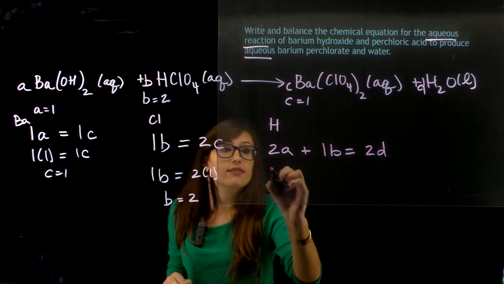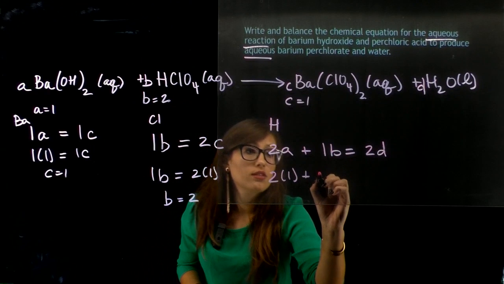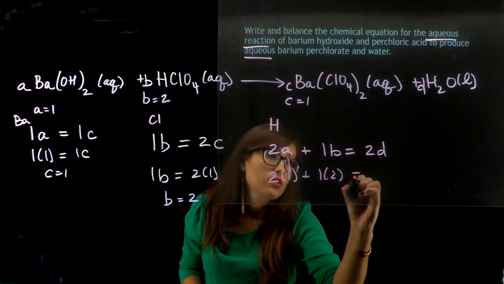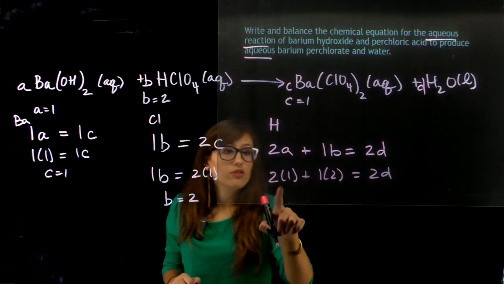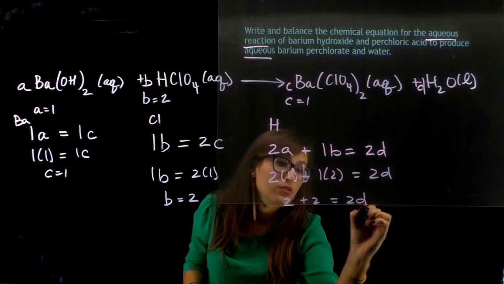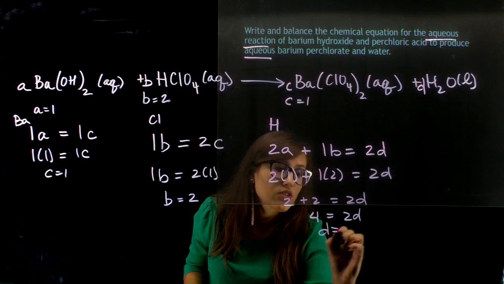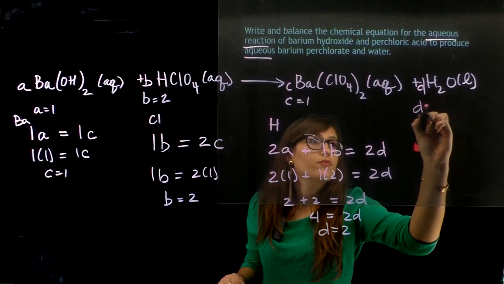I know what A is. I know what B is. And then I can solve for the remainder. So 2 plus 2 is equal to 2D. So 4 is equal to 2D. So D is also equal to 2.